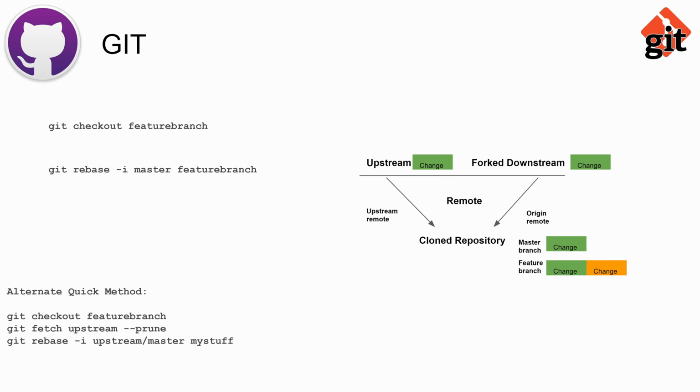command. But there is an alternate method. Instead of doing all these 6 different commands, you can do the whole thing in 3 commands. The git checkout feature branch, and then you do git fetch upstream and then prune it, and then you do a git rebase, and that will do the same thing as well.